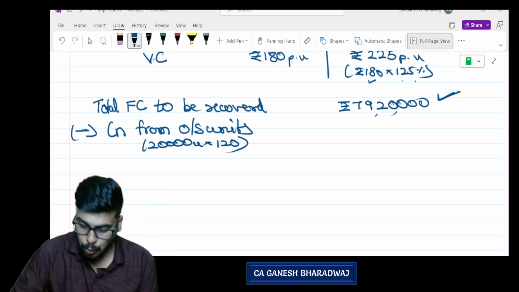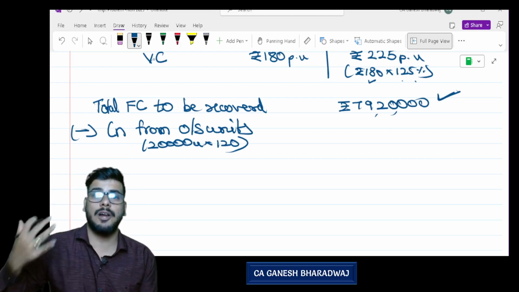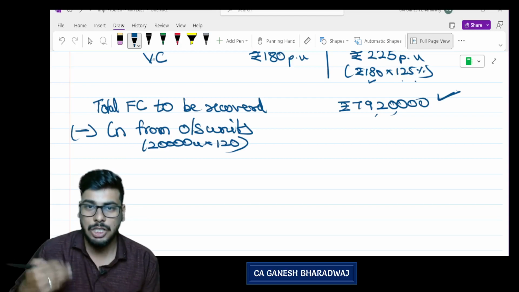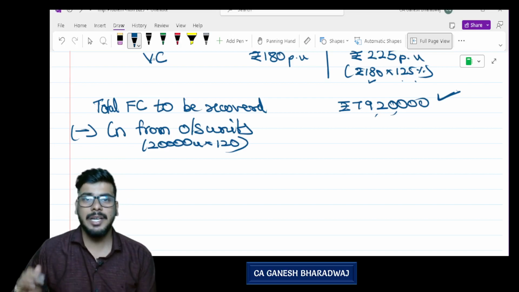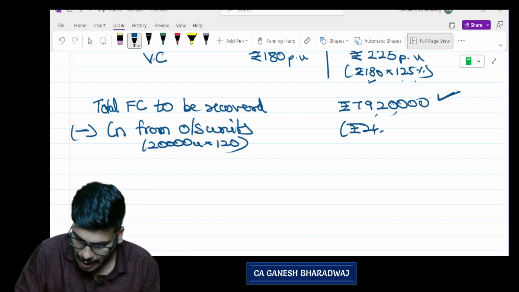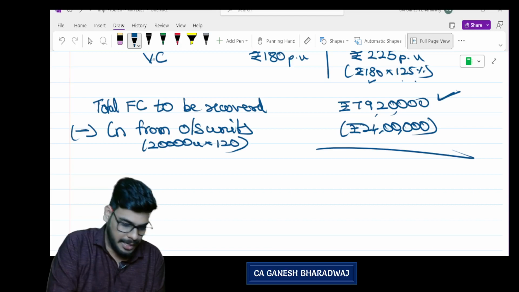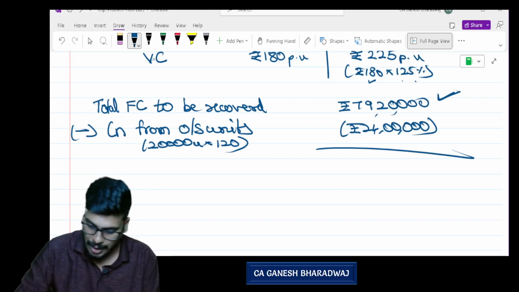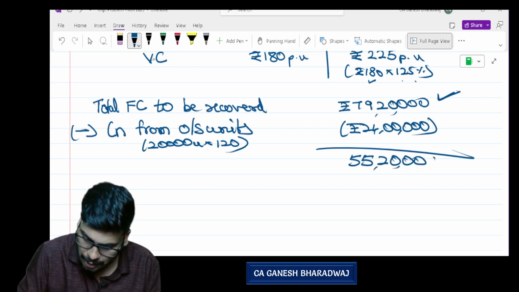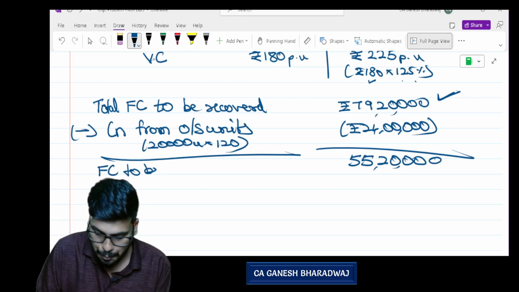24 lakhs. So out of the 79 lakh 20,000 that I need to recover, to the extent of 24 lakhs, I am able to generate contribution out of my opening stock units. So from the 79 lakh 20,000 of total fixed cost to be recovered, I am reducing 24 lakhs. Why am I reducing 24 lakhs? 79 lakh 20,000 minus 24 lakhs gives 55 lakh 20,000. What is this 55 lakh 20,000?